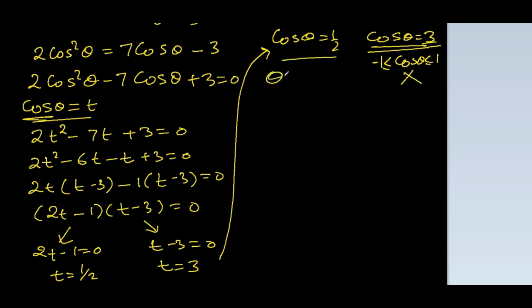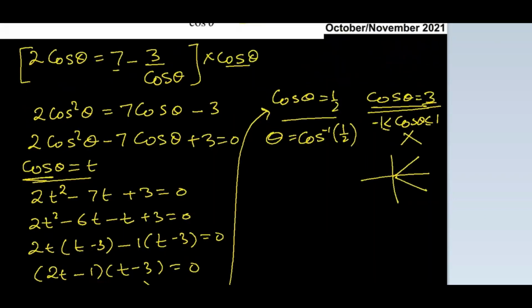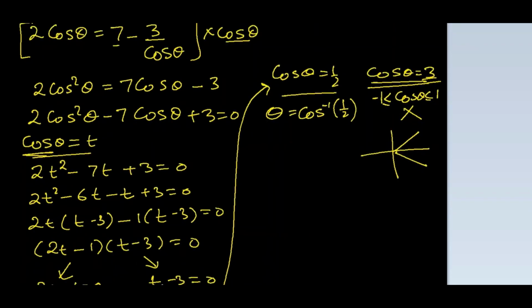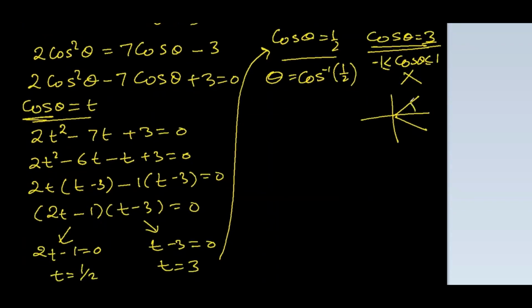Here we can write theta is equal to cos inverse half, and it's a positive ratio, so we know that cos is positive in quadrant 1 and quadrant 4, but we will not reach quadrant 4 because the domain is from minus 90 to 90. That's what they've given. So we can't go beyond 90. That means we will go this way, positive 90, or this way, negative 90.